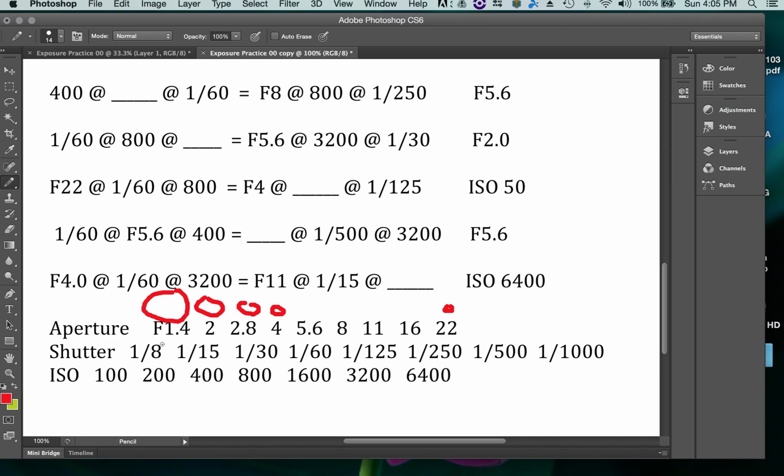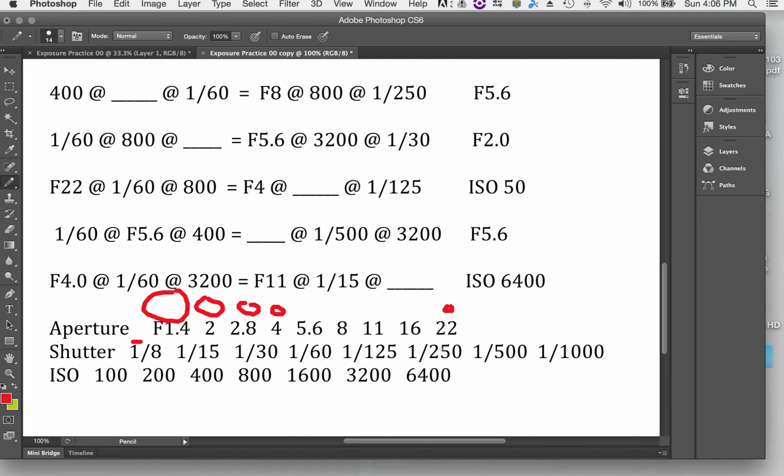If your shutter is open for 1/8 of a second, it's going to allow a lot more light to hit that sensor or film than if it were only open for 1/1000th of a second, right? That makes sense. If it's open for much more time, more light's going to get in.